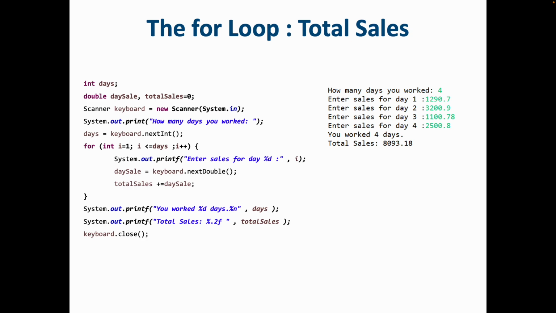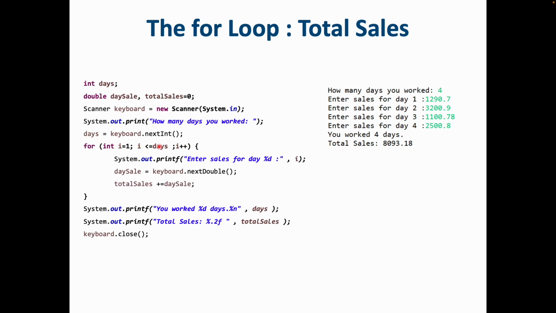So let's see one more example. Let's say we want to calculate the totals, find the total sales. So we define our variables. Let me use my laser pointer for that. We define the days, and then the double day sale and the total sale. Then we ask the user how many days you worked. We define a keyboard variable, a scanner variable, to get the data from the user, and then with nextInt we get how many days you worked, and we keep it in days, an integer.